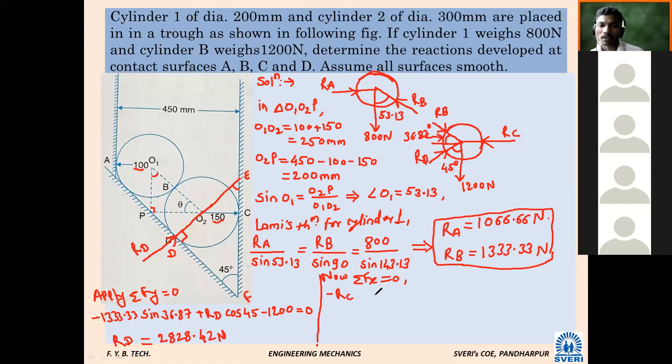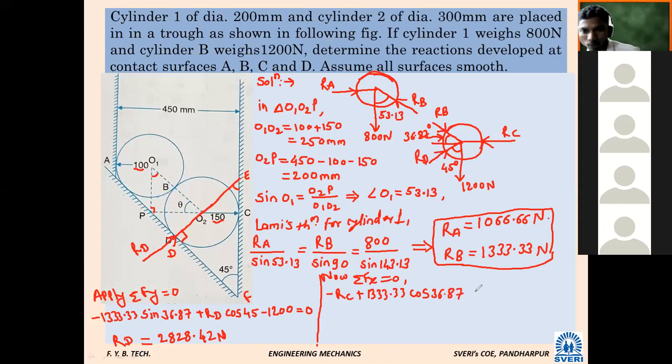Then what about RB? Is it going towards positive x-axis or negative x-axis? Positive x-axis. What is the value of RB? RB cos 36.87, that is 133.33. Why are we taking cos? Because the angle is made with horizontal, the x-axis.